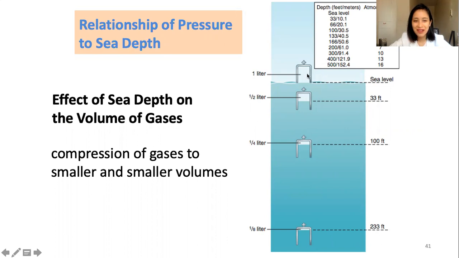So at sea level, 1 liter of air is equivalent to 1 atmosphere.